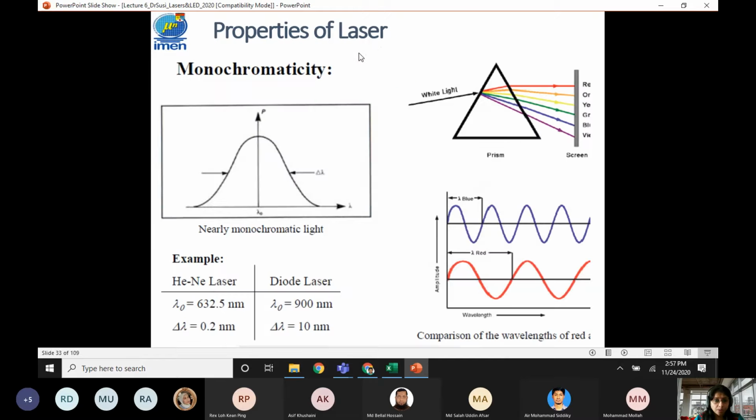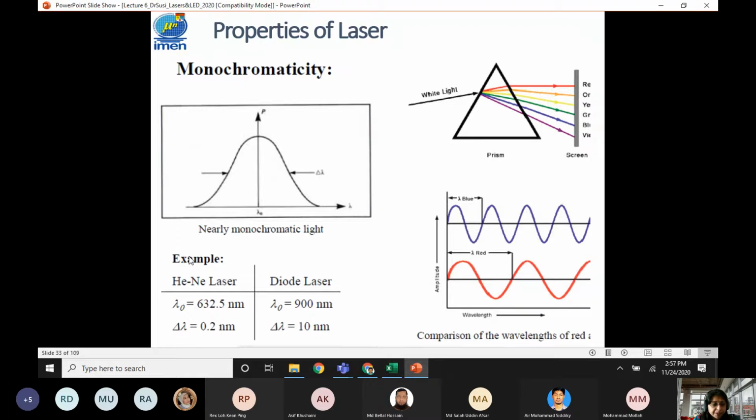What are the normal properties of a laser? The most important thing is that it is monochromatic, or we call it monochromaticity. What is the meaning of monochromaticity? All the photons have the same wavelength, the same polarization, and they are coherent. All the photons are coherent.